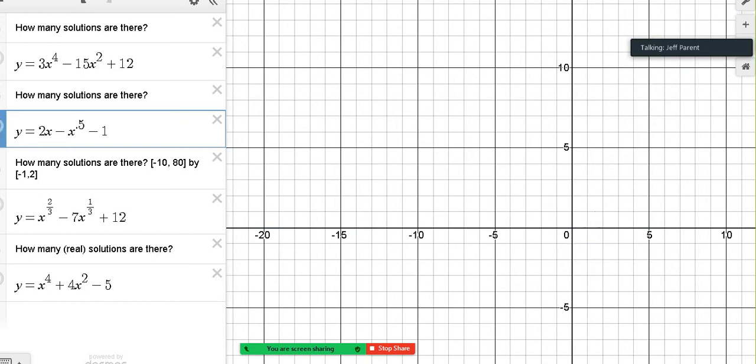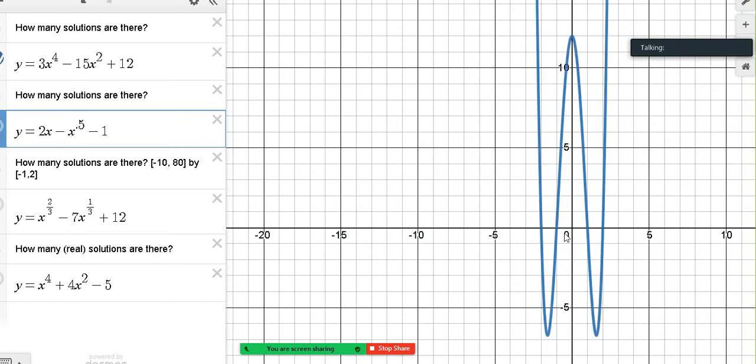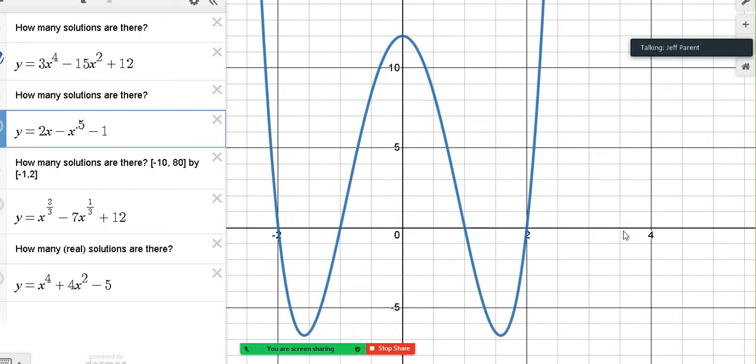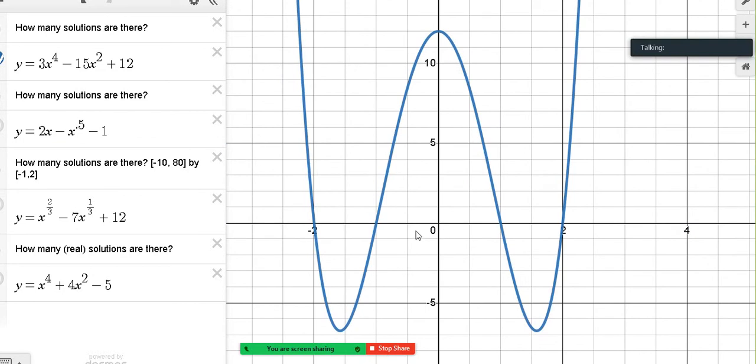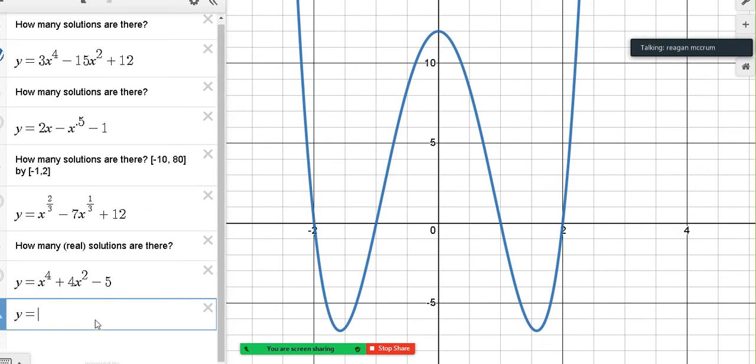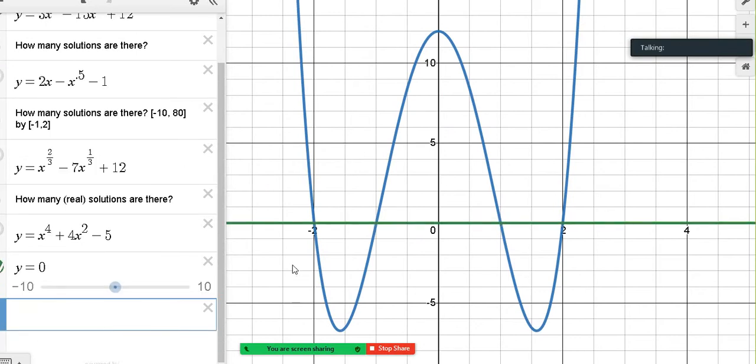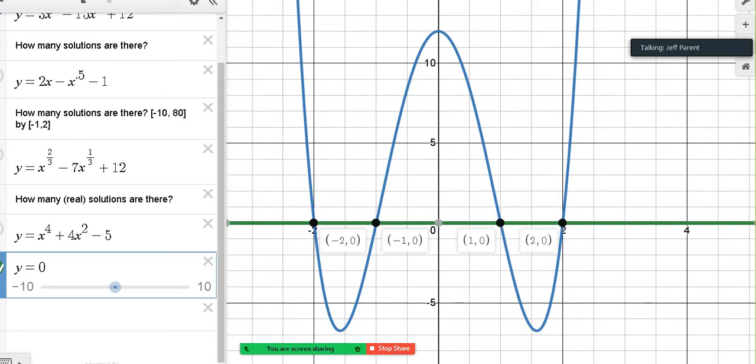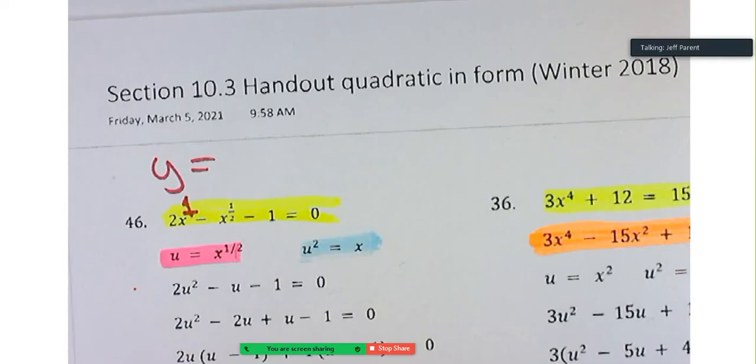Let's take a look at this one. How many solutions do you expect from our next problem? Look at the line y equals 0. Yeah, right here. 1, 2, 3, 4. So just looking at the graph can tell you how many solutions you expect. But let's actually see if we can find those solutions.